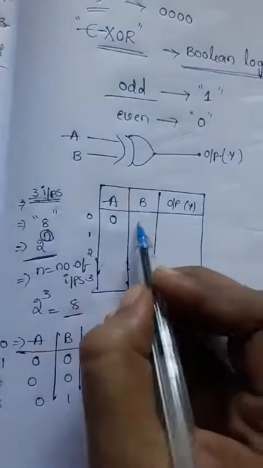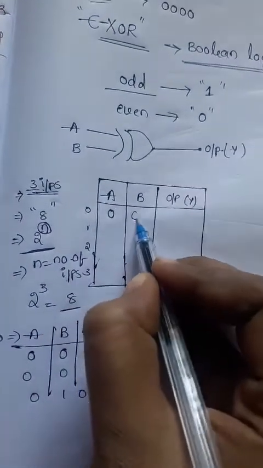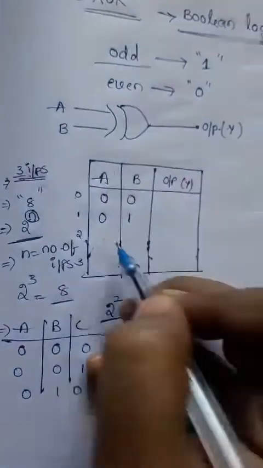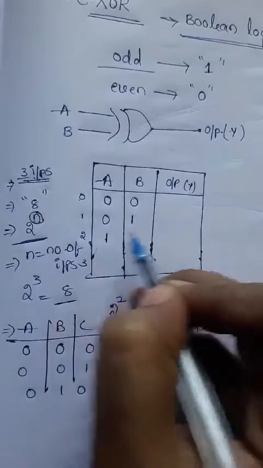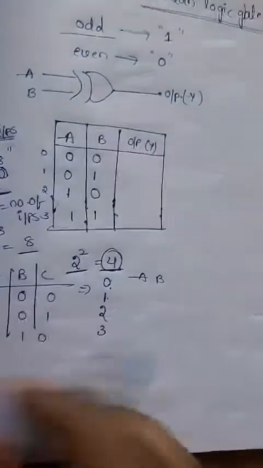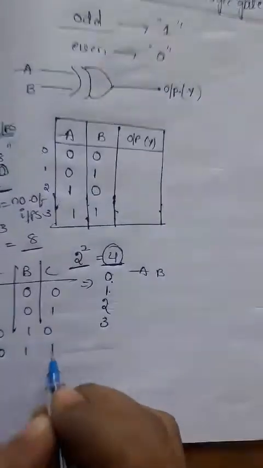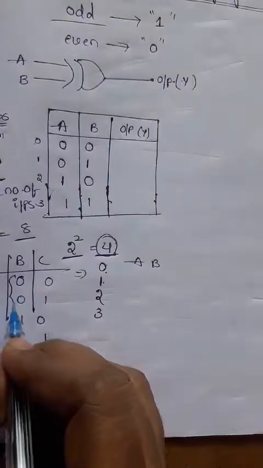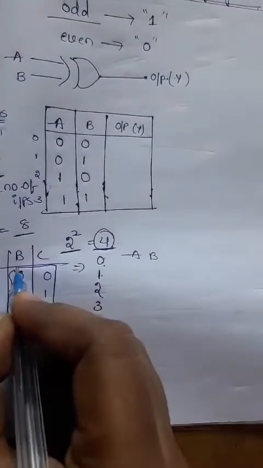So how to write it? For 0, the input combination is 0 0. For 1 we can write 0 1. For 2 we can write 1 0, and for 3, 1 1. So these are the possibilities. That means from the first 4 combinations, we need to choose like this.